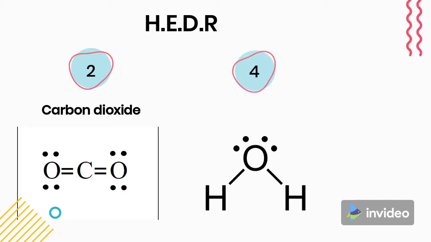On the other hand, water, and oxygen as the central atom, has four high electron density regions around it. Oxygen here is surrounded by lone pair 1, lone pair 2, bonded pair 1, bonded pair 2, making a total of 4 high electron density regions. Notice that here we consider the single bond as one high electron density region and each lone pair as a high electron density region.